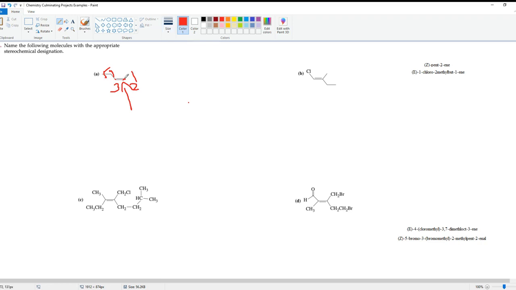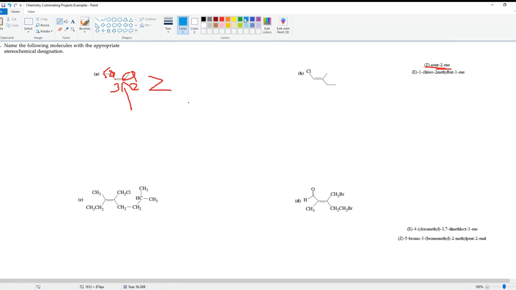For this carbon, carbon 2, we see that it is attached to another carbon and then a hydrogen. So we're going to circle and prioritize that carbon. On carbon 3, we see that we have another carbon and then a hydrogen. So we're going to circle the carbon, and it's going to be on the same side, making it a Z isomer, more specifically Z-pent-2-ene.